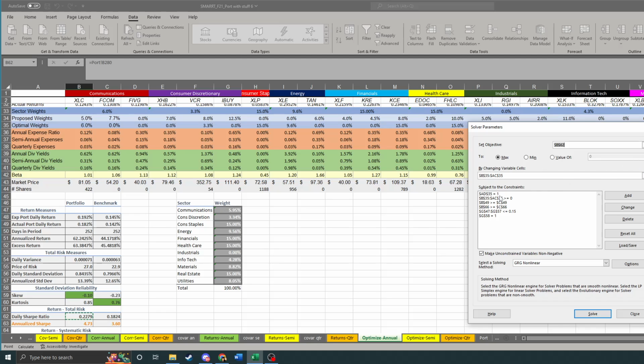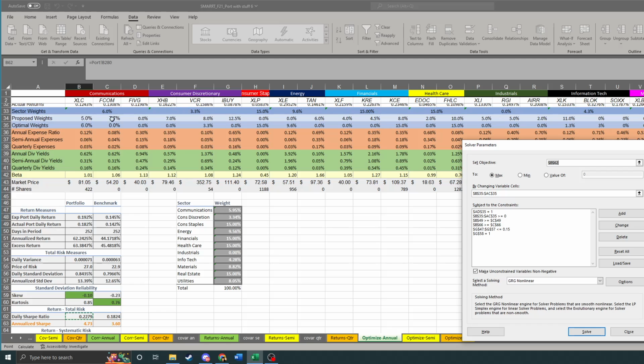That just means that we're fully invested. Then B35 to AC35 have to be greater than or equal to 0. So that's just saying that the optimal weights have to be non-negative. In other words, you can't be taking short positions, so no shorting XLC.